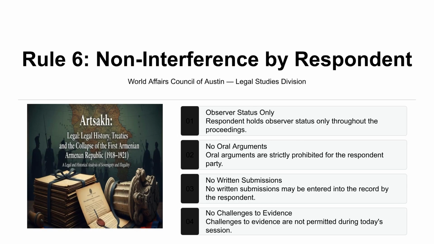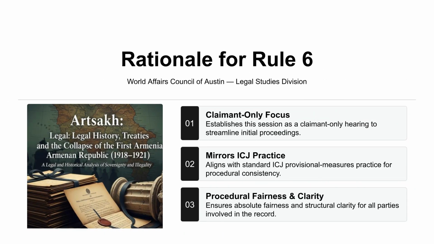Rule 6 is non-interference by respondent. The respondent holds observer status only, is prohibited from oral arguments, and may not enter written submissions or challenge evidence during today's session. The rationale for Rule 6 is the claimant-only focus to streamline initial proceedings, mirror ICJ provisional measures practice, and ensure procedural fairness and clarity.